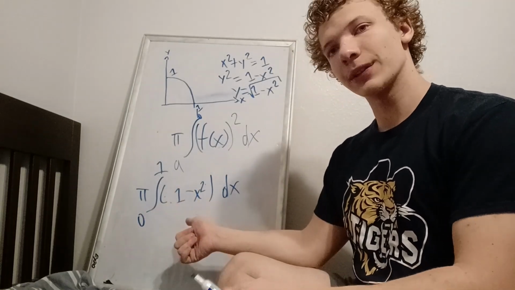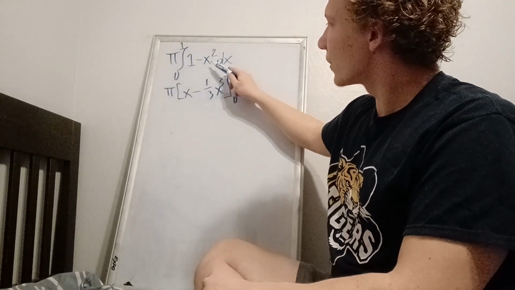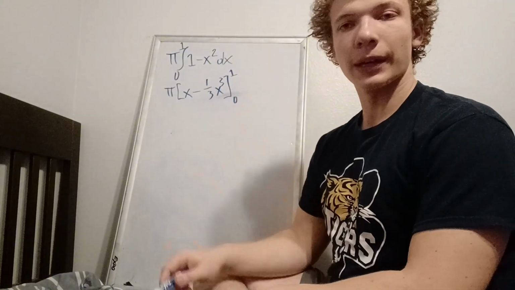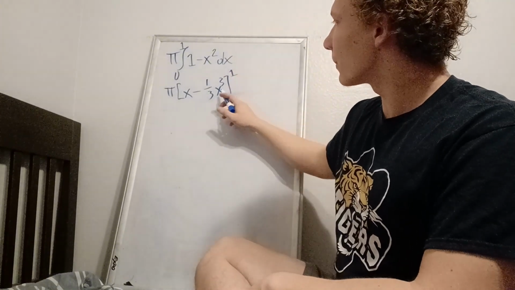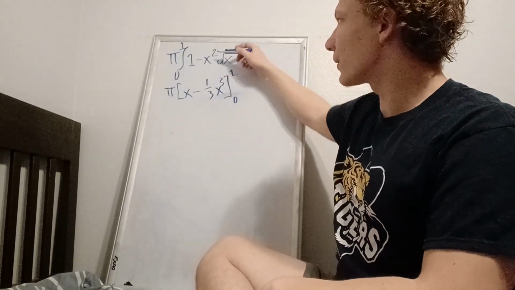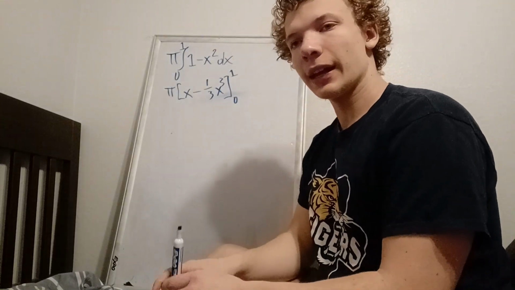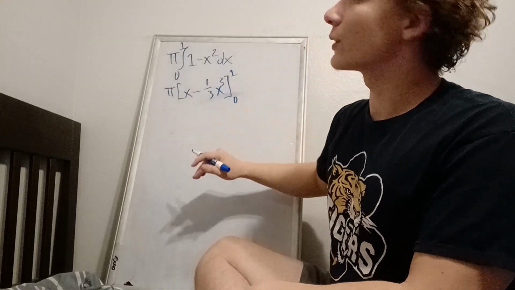So let's solve this. Doing that, we're going to see that we just have to apply the reverse power rule to each of these terms. 1 becomes x, and x squared becomes 1/3 x cubed, because in both of these cases, you're adding 1 to the power, and then you are just bringing it to the front to divide.